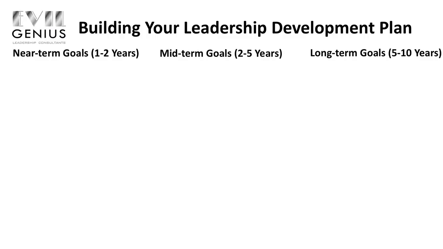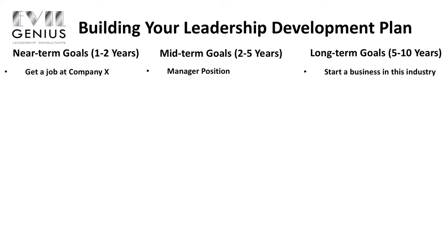Take your goals, whatever they are, and break them down into near, mid, and long-term goals. I like to use the time frame of right now to 2 years from now as the short term, 2 to 5 years as the midterm, and 5 to 10 years as the long term, but you can choose whatever time frame suits you best. As examples, you may pick getting a job at a company you've always wanted to work at as a short-term goal, become a manager or executive at that company as a midterm goal, and starting your own business in that same field as a long-term goal.